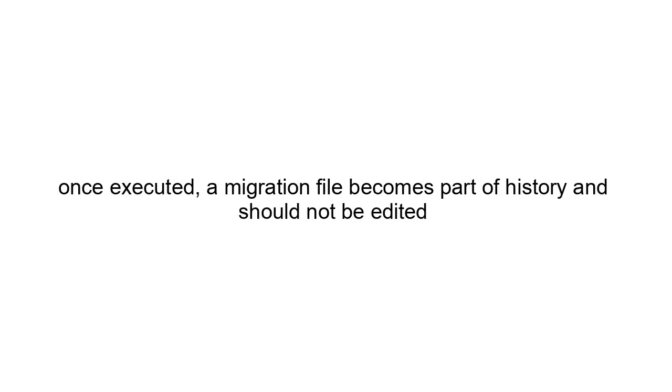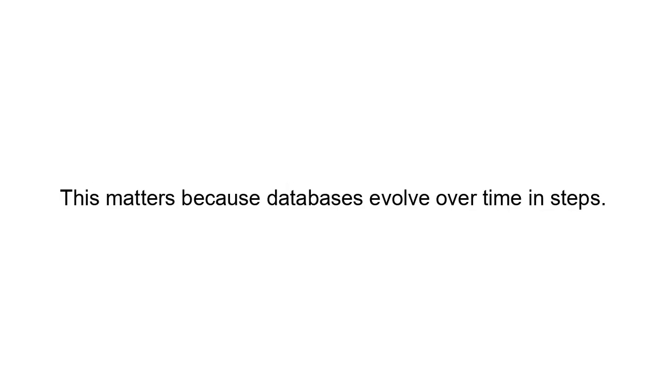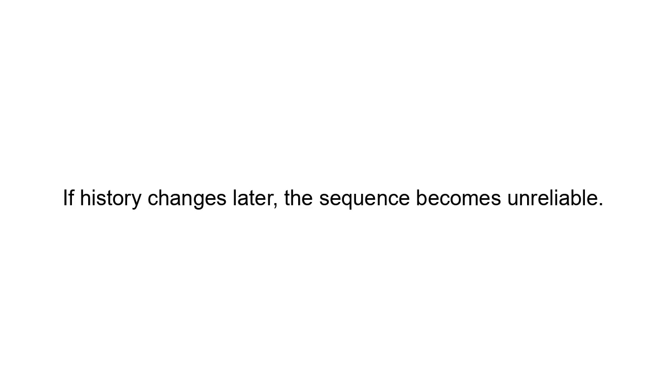Why migration immutability matters. Migration immutability means once executed, a migration file becomes part of history and should not be edited. This matters because databases evolve over time in steps. If history changes later, the sequence becomes unreliable. Example concept: migration files are like historical records, not temporary scripts. This is one of the most important Flyway ideas.